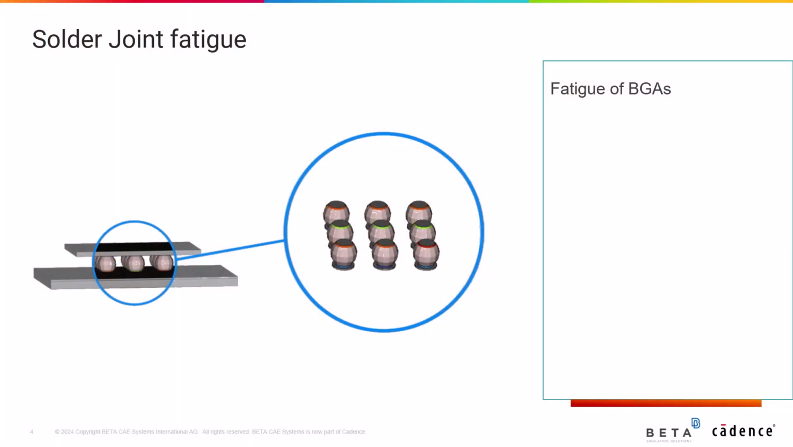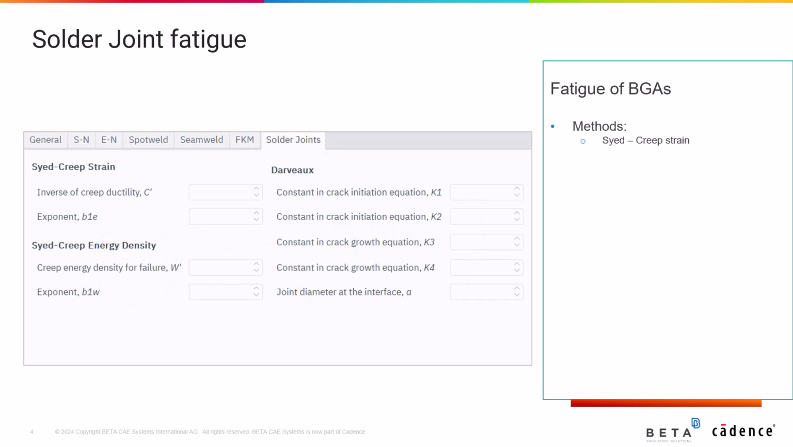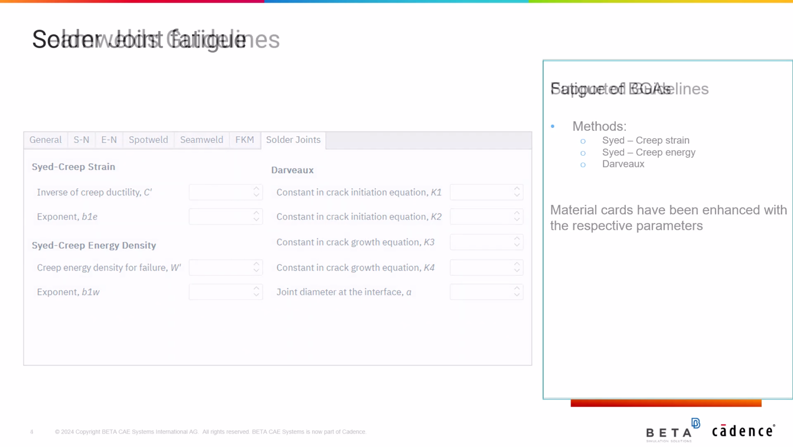Material properties for solder joints can be defined for Syed creep strain, Syed creep energy, and Darvaux models. These models estimate the fatigue life of BGA solder joints assuming that damage is caused by creep deformations that occur under thermal cycling. Also, the material cards have been enhanced with the respective parameters.